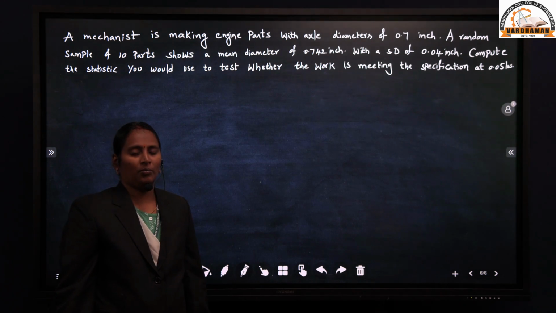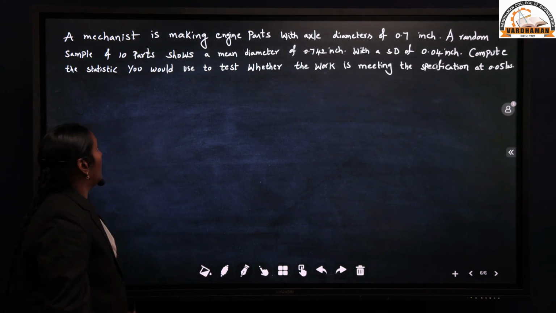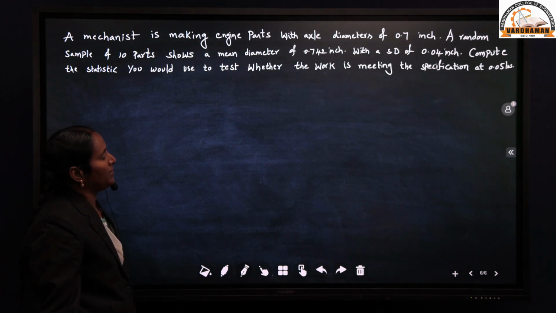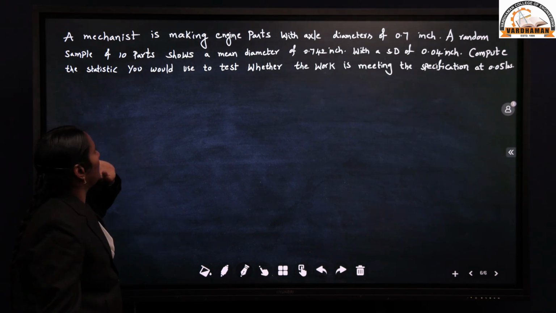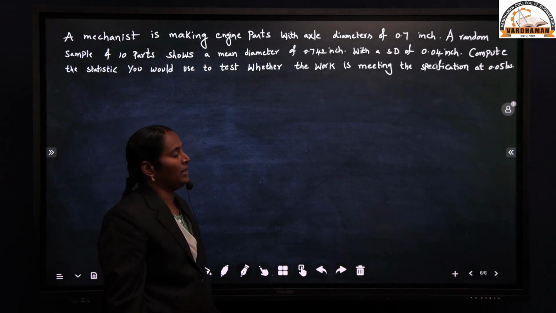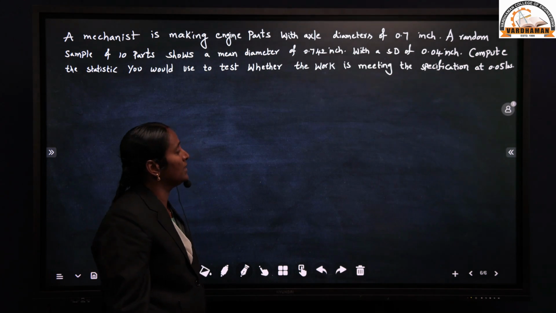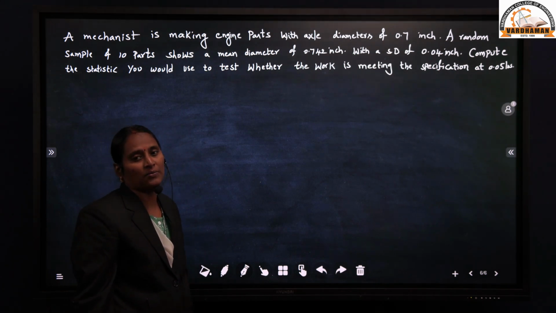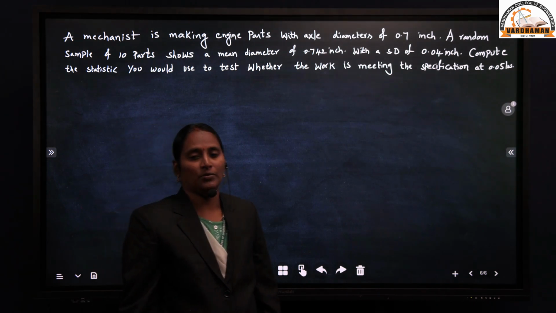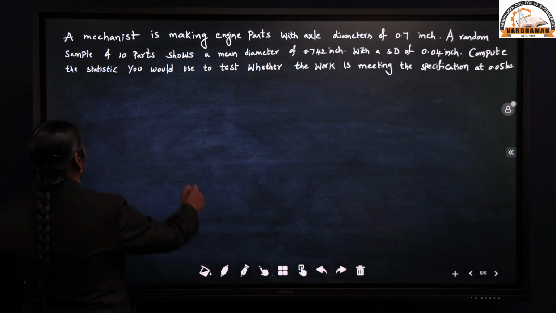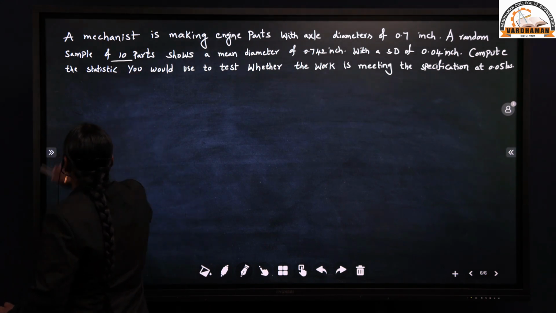Now let us see a problem on the t-test for single mean. A machinist is making engine parts with axle diameters of 0.7 inches. A random sample of 10 parts shows a mean diameter of 0.742 inches with a standard deviation of 0.04 inches. Compute the statistic you would use to test whether the work is meeting the specification at 5% level of significance.